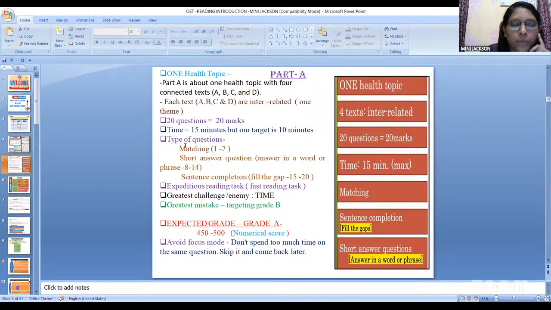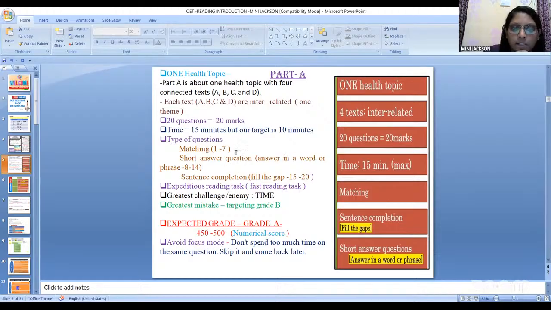Here, we can see 3 types of questions in Reading Part A. Matching will be questions 1 to 7. Short answer questions will be 8 to 14, where we need to write the answer in a word or phrase. Then sentence completion, which is fill the gap, 15 to 20.